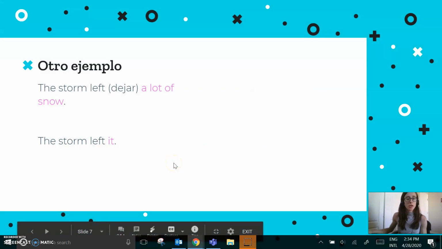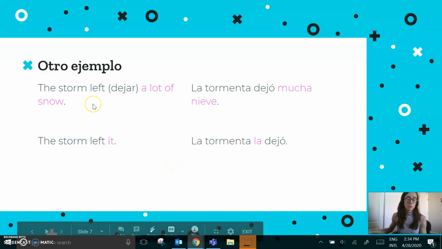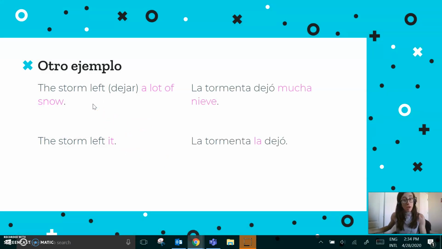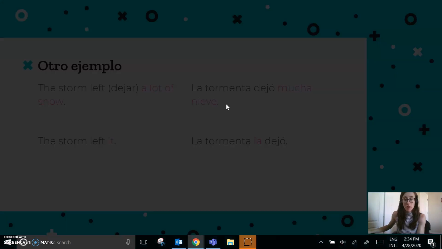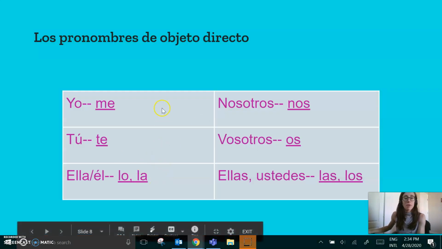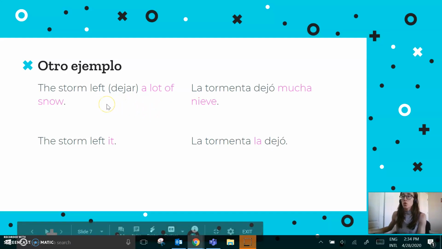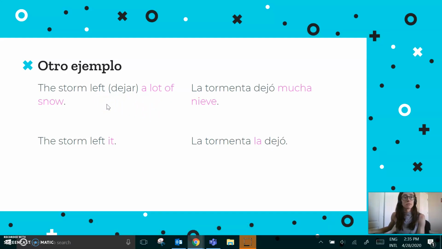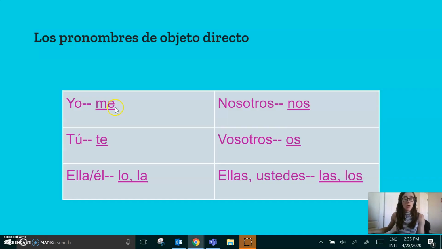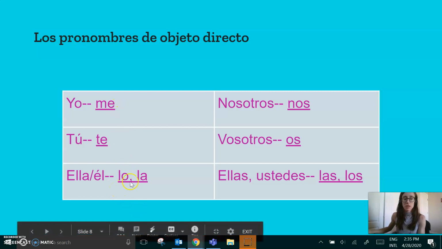So if we go back to this example, which is not going back because we actually haven't gone over it yet, but if we look at this example and say the storm left a lot of snow, we can tell here, and maybe we know already, that nieve is feminine, mucha nieve. So we're going to replace that with a feminine direct object pronoun, which would be la. If I wanted to say the storm destroyed, trying to think of a masculine word here, my car. The storm destroyed my car. That would be mi carro, el carro. Okay, and then you would say lo because it is singular and it is masculine.